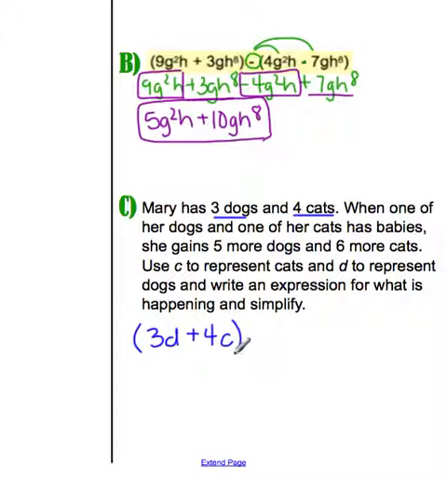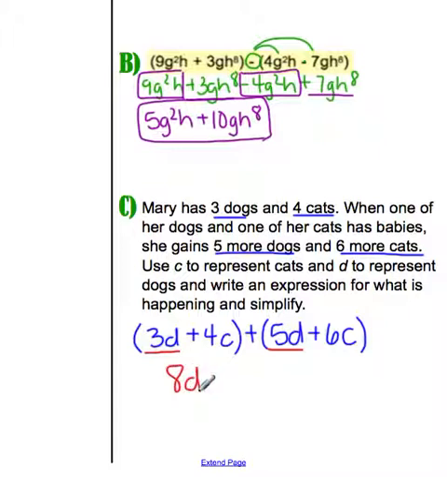That's my first expression. It says then one of her dogs and one of her cats has babies. 5 more dogs, 6 more cats. So we're adding to the population of dogs and cats, and we got 5 more dogs and so plus 6 more cats. It's a literal translation. So now we can go ahead and combine our like terms. So we got 3 dogs and 5 dogs, which is 8 dogs. And we got 4 cats and 6 cats, which would be 10 cats.